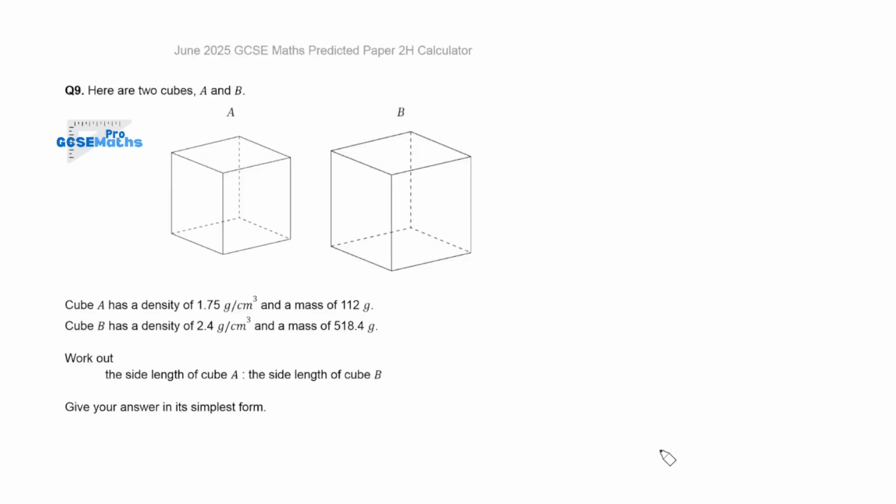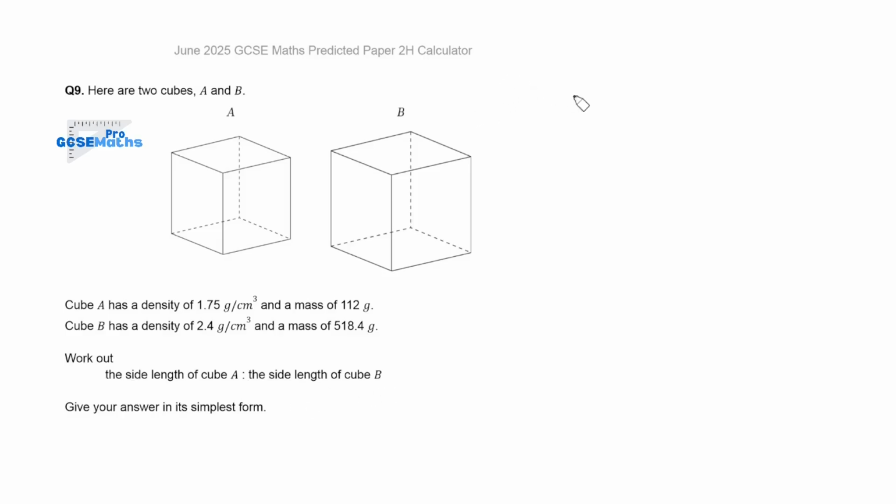Question 9. Here are two cubes A and B. Cube A has a density of 1.75 grams per centimetre cubed and a mass of 112 grams. Cube B has a density of 2.4 grams per centimetre cubed and a mass of 518.4 grams. We need to work out the ratio of the side length of cube A to the side length of cube B.